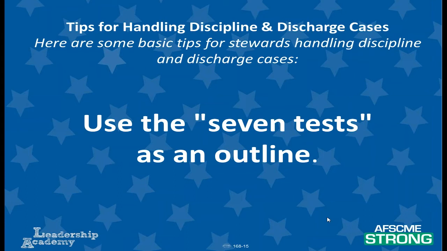You want to put them on notice and then hope that they correct their behavior. And 9 times out of 10, most employees do. We view termination as a last resort, as many arbitrators do as well. It's what we call the capital punishment of the workplace.